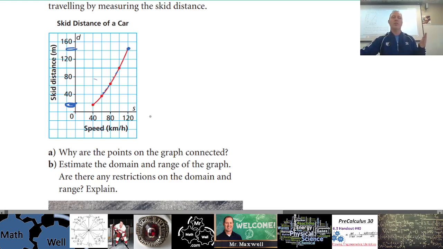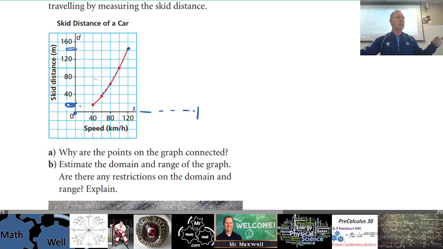Now, there would be a restriction way up here probably. Like most cars can't go 300 kilometers an hour, right? So you might say it's got to be under 300 kilometers an hour because most cars can't do over 300 kilometers an hour, right? And obviously there's a limit down here. 0 would have to be a limit, right? You can't be going a negative speed. Could you go in reverse?